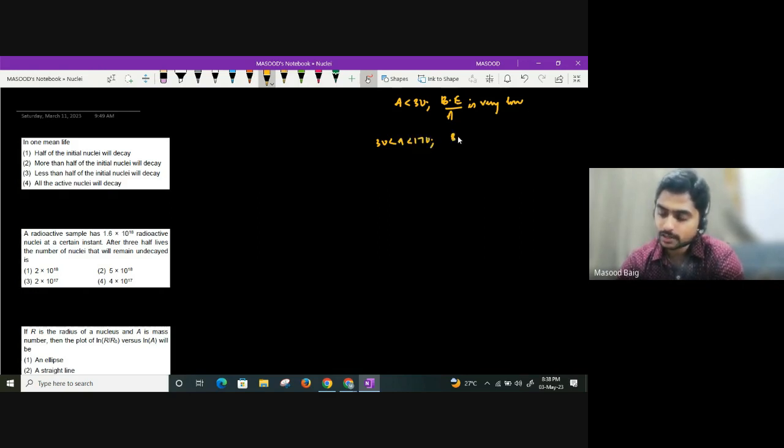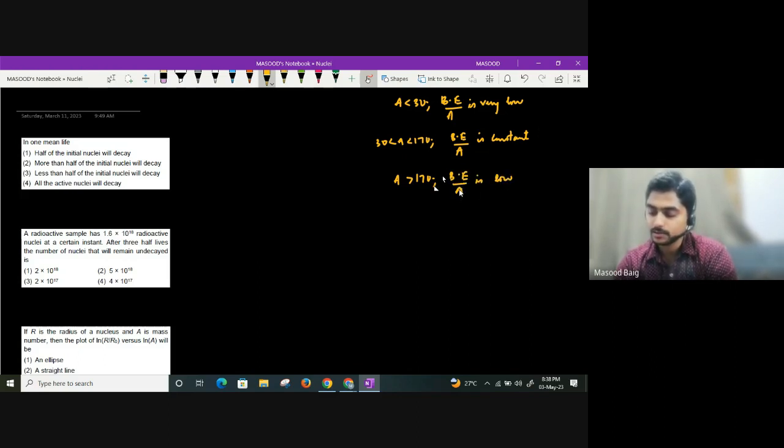So they are going to have a constant value of binding energy per nucleon. The binding energy per nucleon will explain the stability of the element, guys. So these are middle mass nuclei, and usually middle mass nuclei are stable. If I take heavy nuclei, those with mass more than 170, binding energy per nucleon is low. So less value of binding energy means they will be unstable.